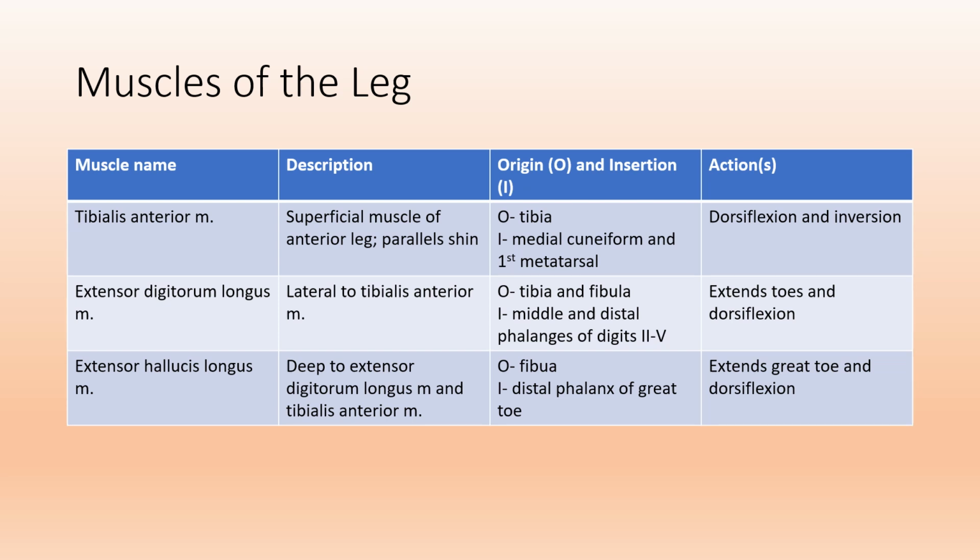Next, we have extensor digitorum longus. Just by looking at that name, that muscle is probably long, but also extends the digits. It's going to insert onto the middle and distal phalanges of the last 4 toes, and it will extend the toes and help with dorsiflexion. Lastly, extensor hallucis longus. Remember, the hallux is the big toe. Extensor digitorum longus extends the other 4 toes. Extensor hallucis longus takes care of the big toe.